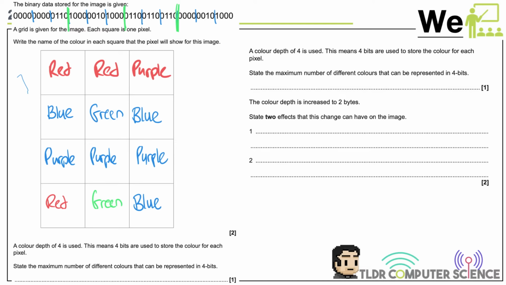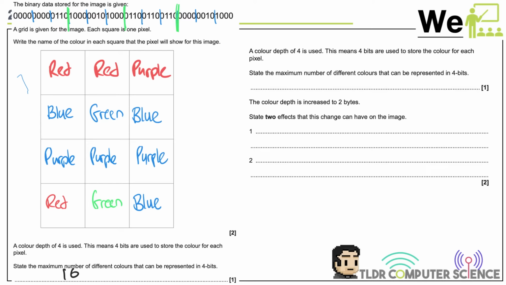Excellent. A color depth of 4 is used. This means 4 bits are used to store the color for each pixel. State the maximum number of different colors that can be represented in 4 bits. We did this. 16. Hey.